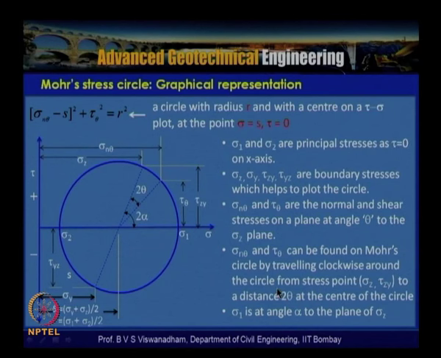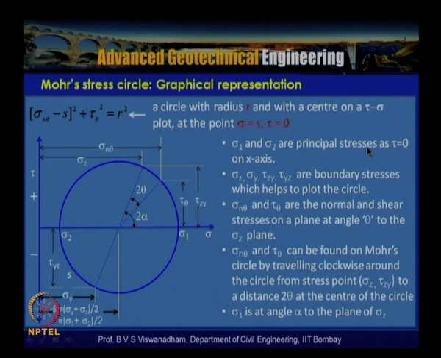This is represented in graphical form like this. When you interpret the graphical form, the unknown parameters can be deduced. This is the circle with radius r, with its center on the tau sigma plot at the point sigma is equal to s and tau is equal to 0, where s is equal to (sigma x plus sigma y) by 2, which is also nothing but (sigma 1 plus sigma 2) by 2, because this is sigma 1 and this is sigma 2.